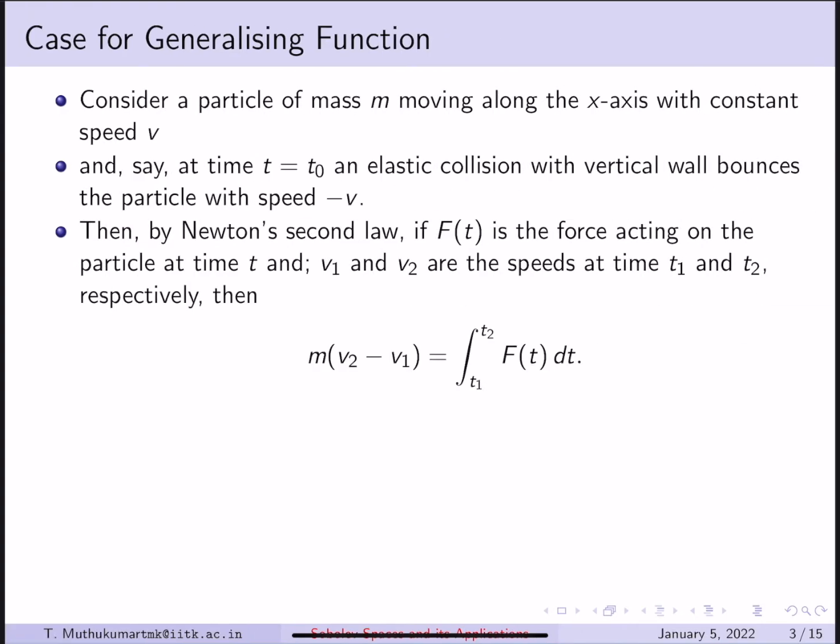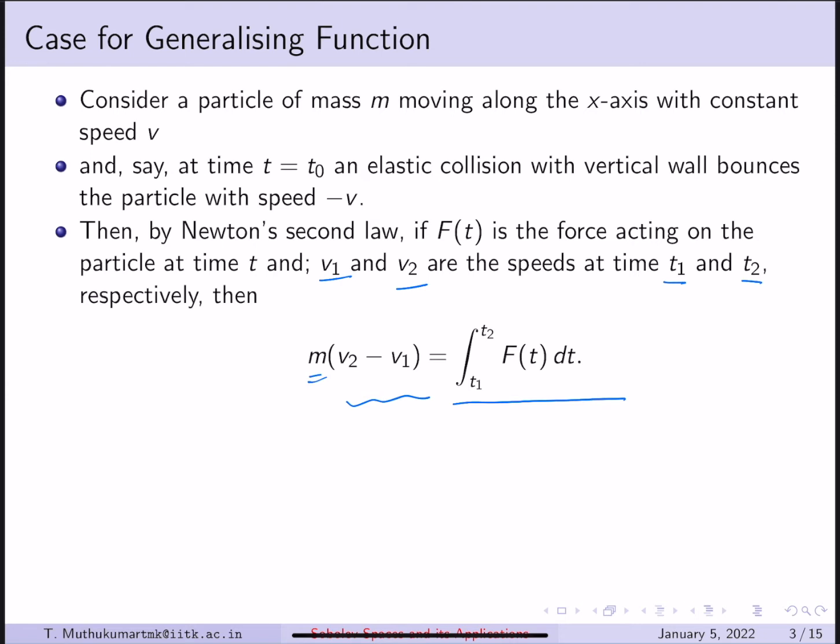Now, if you try to model this situation, what we know is that force is mass times acceleration, right? So here, if v1 and v2 are the velocities at times t1 and t2, then the total force acting on the particle is the sum over all the forces acting at all the times between t1 and t2. This is the mass of the particle, and this is the acceleration that it might have: at time t2 its velocity is v2, and at time t1 velocity is v1, so the difference.